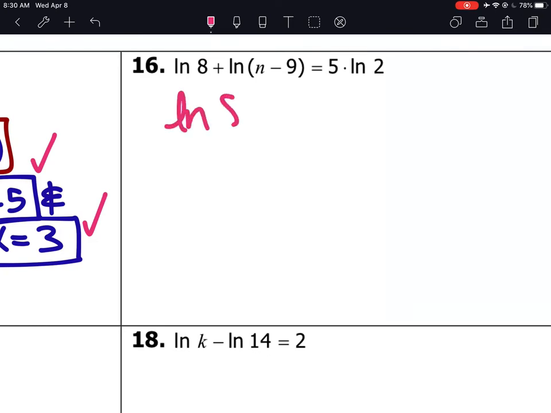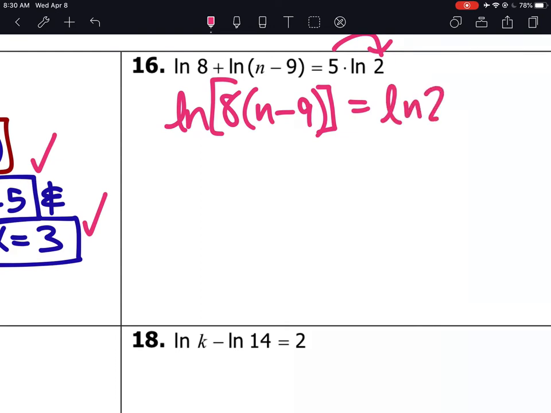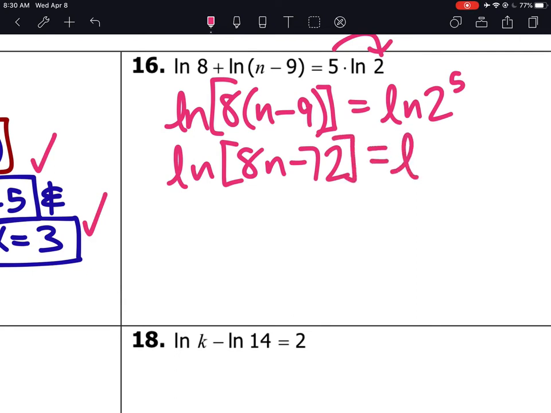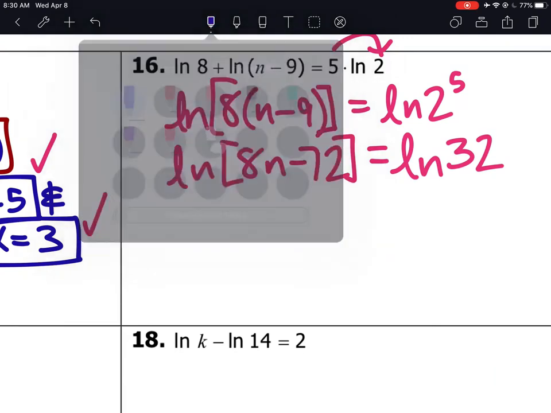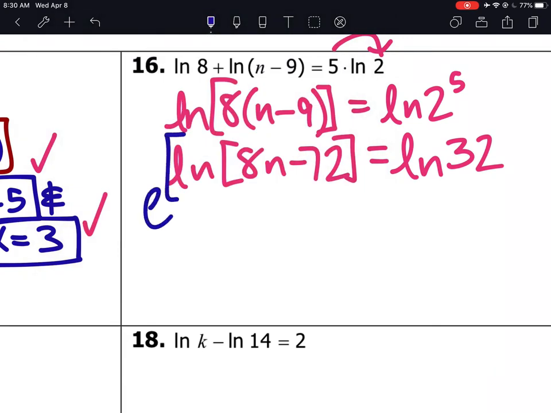Okay, so for number 16, we have to condense again. Addition means multiplication, so I'm going to write it as ln 8 times the quantity n minus 9. And on this side, the coefficient was secretly an exponent, so it's going to be natural log of 2 to the 5th power. Then I can take this side and just distribute the 8. And on the other side, I can do 2 to the 5th power, which is actually 32.